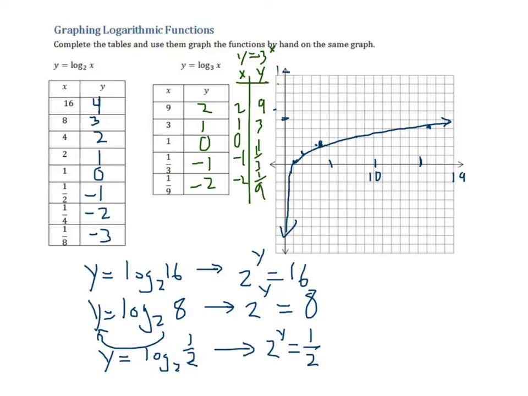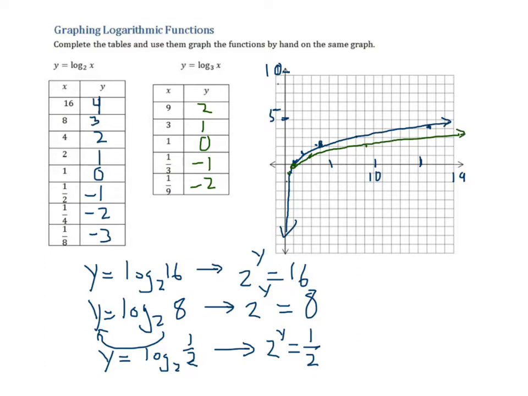All right. So plotting those points, we get 9, 2; 3, 1; 1, 0; 1/3, negative 1 down here; 1/9, negative 2. And again, it's going to be an asymptote. They're going to get closer and closer to the y-axis there. So the graph looks something like this.